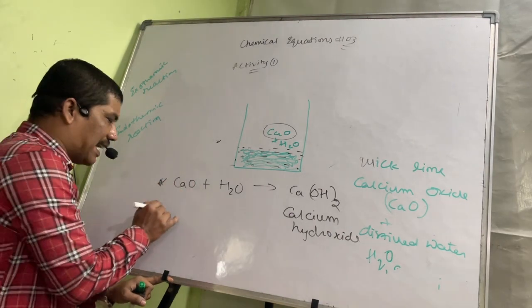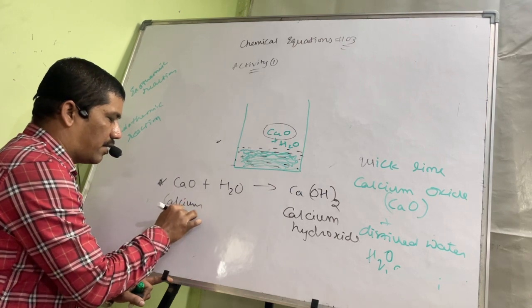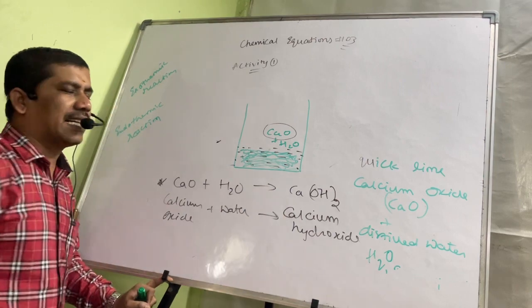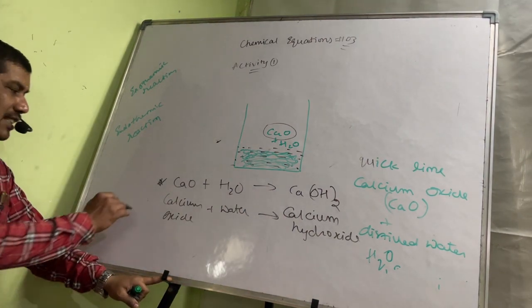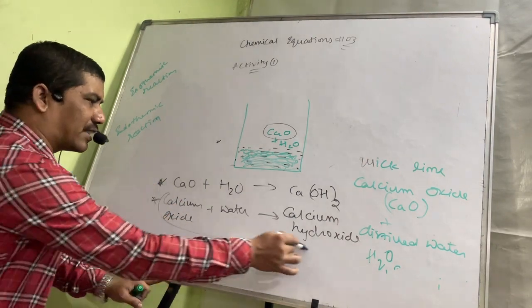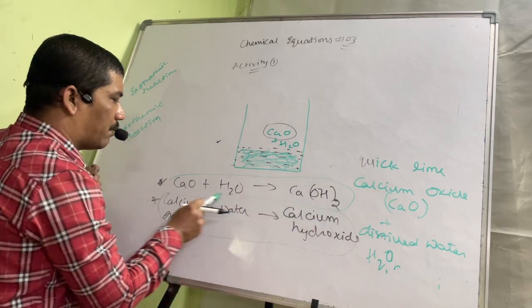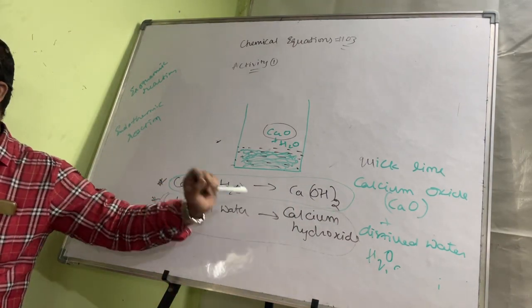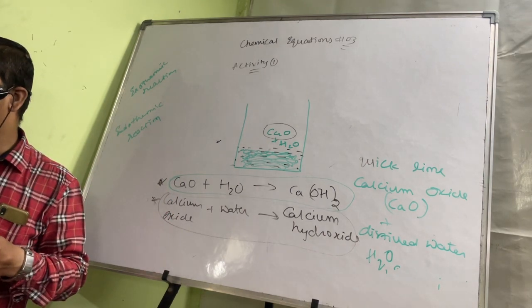Right. So what are we adding? Calcium oxide plus water. What are we getting? Calcium hydroxide. Clear with this point? We can write chemical equations in two ways. This is also one chemical equation. This is also a chemical equation. Both are the same only. But what is the difference? Here we are writing with names. Here we are writing with formulas. Right? Clear with this point, everyone?